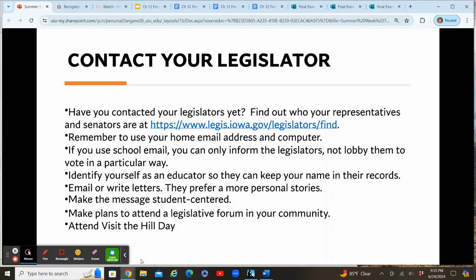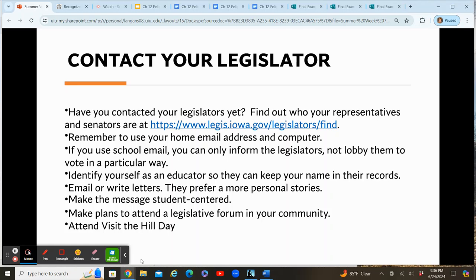Email or write letters. They prefer more personal stories instead of just form letters. I know when I write letters, I always try to talk about specific examples of things that I've worked with students, obviously protecting confidentiality, but making sure that they understand the ramifications of bills that they may or may not pass. And then make it student centered. Always make it student centered. Don't make it about you.